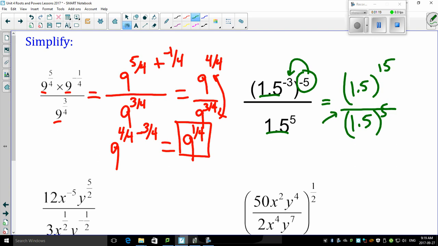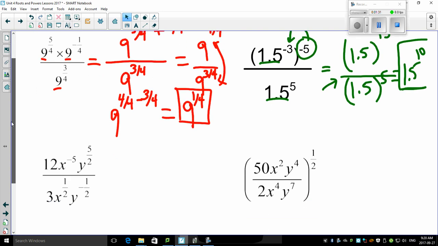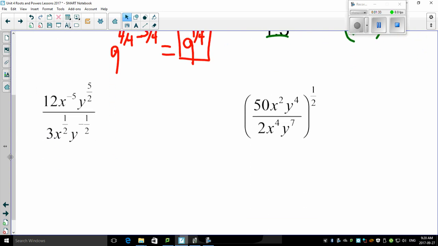This, of course, tells you subtract. 15 minus 5, this one turns out to be kind of easy. 1.5 to the 10. You're done. Look at that. Let's go to the next question. Okay, here we go. We're just rattling questions off like crazy.